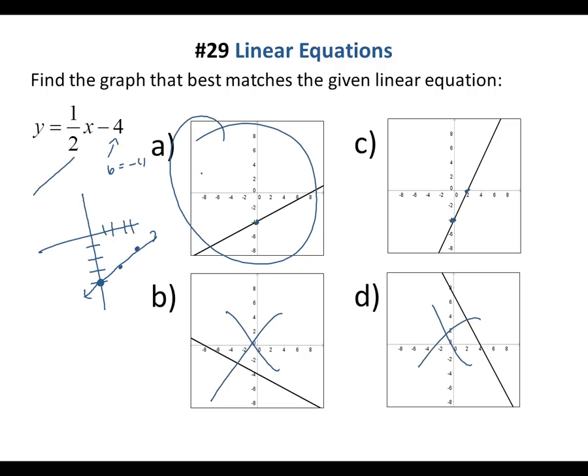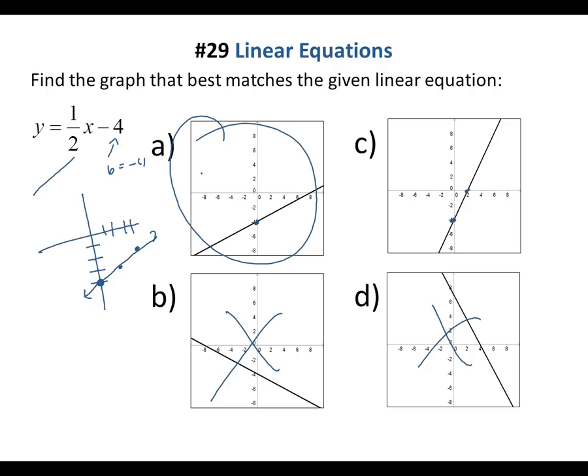I also noticed that my slope is positive, so I know my line is going to go up to the right. So I'm going to go up 1, over 2. Up 1, over 2. Draw my line. First of all, is this guy positive? No, this is a negative slope right here. Not that one. Is he positive? Yes, he's positive. He is negative. Okay, can't be that one.